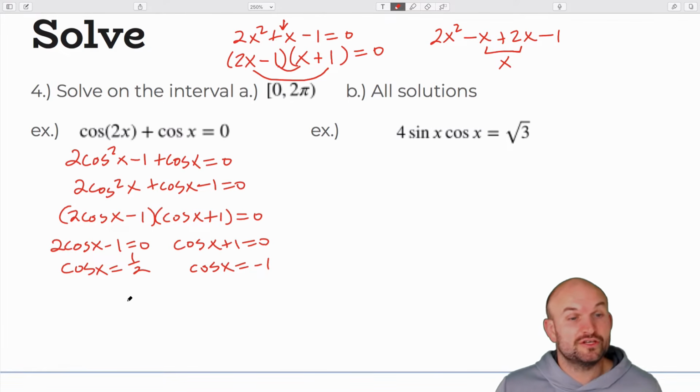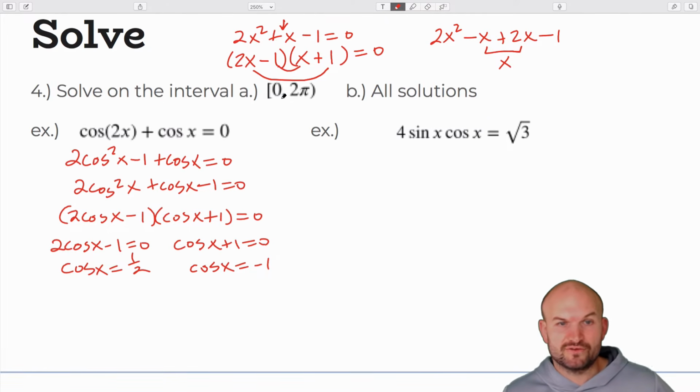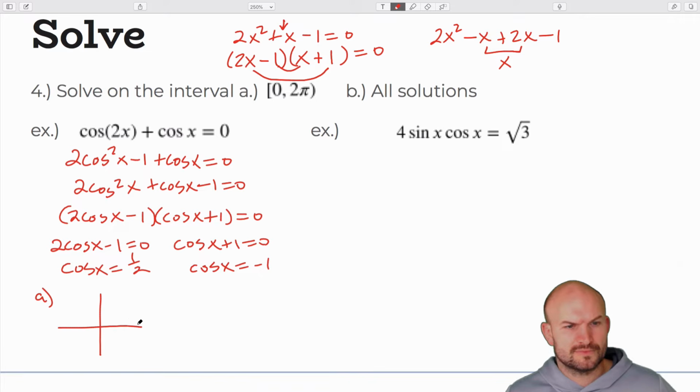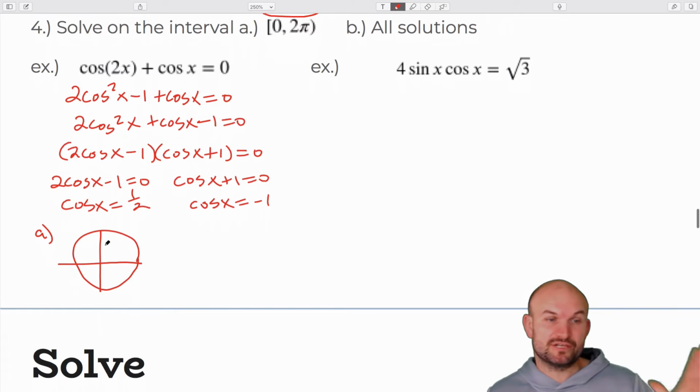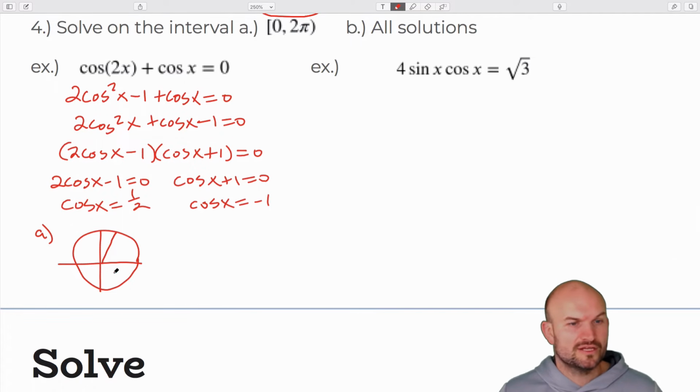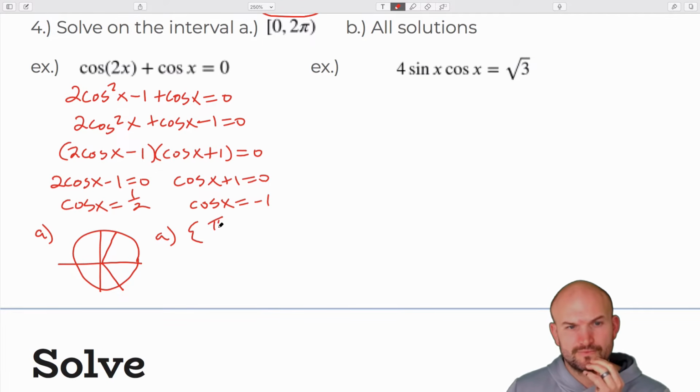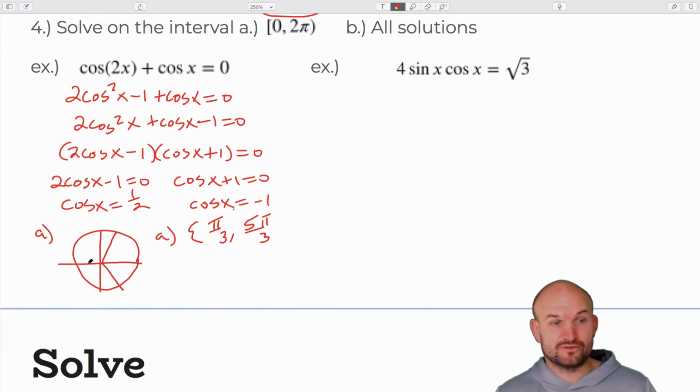And now just going on the unit circle, on the interval from 0 to 2 pi, let's write out the unit circle. Looking at the unit circle, cosine's positive, so it's going to be to the right of the y-axis at 1/2. It's going to be there and there. So that solution is going to be pi over 3 and 5 pi over 3. And then with cosine of x equal to -1, that's going to be this point over here, right? -1, 0, which is going to be at pi.